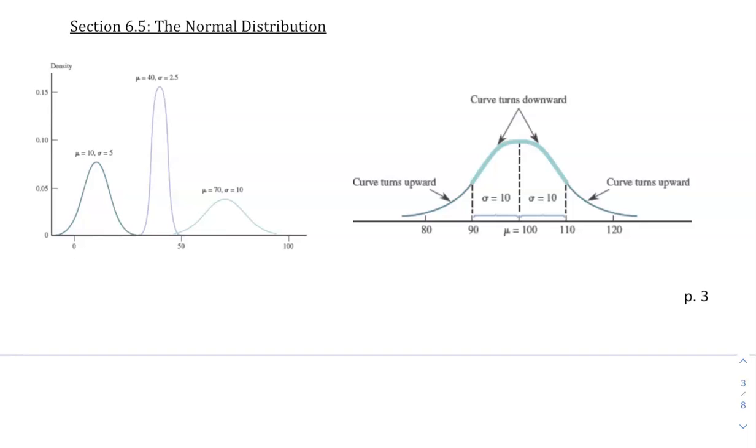And then the third one has a higher mean, so it's centered at 70, and it has a larger standard deviation, so you can see where it's spread out more. So for any normal distribution, you need to know the mean and the standard deviation, and then you'll be able to know exactly what this curve looks like.